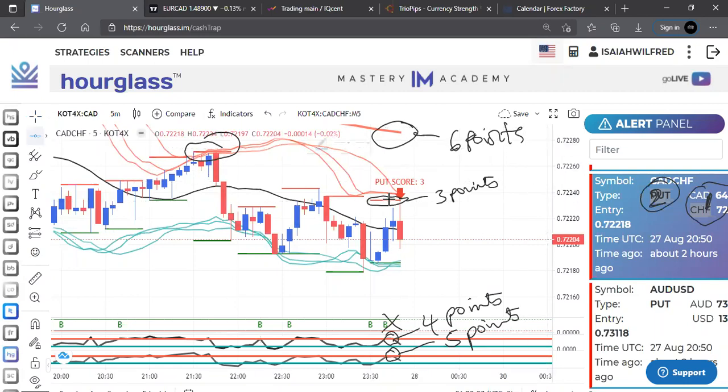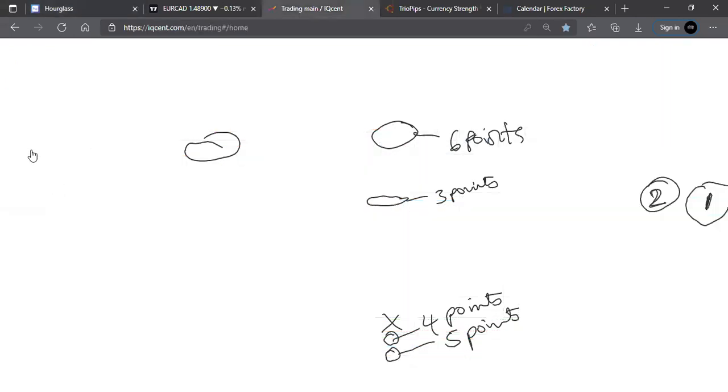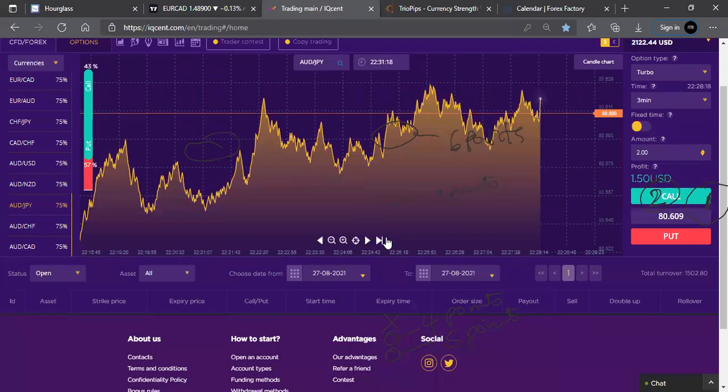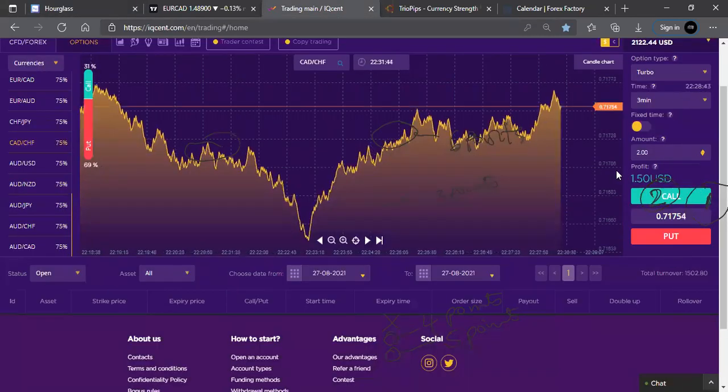So all you'd have done for this trade is put your horizontal line on that red line, the price you get, 234 on CAD CHF on your broker. You just go to your broker and wait for the market to come to this red line. By the time it gets to 234, you just wait for the last 2 digits, 234. You enter for a put for 3 minutes. And that's how you'd have taken your sell trade.